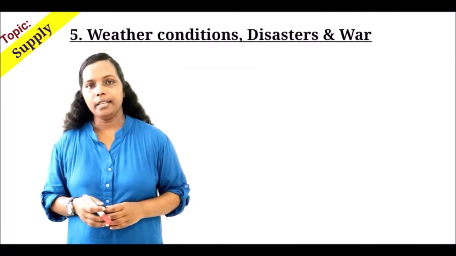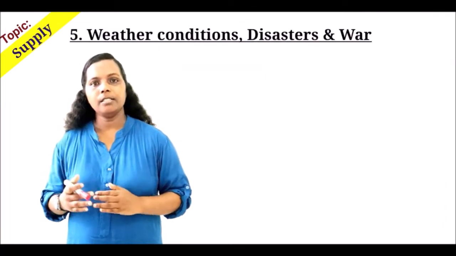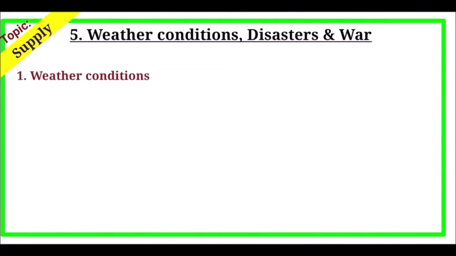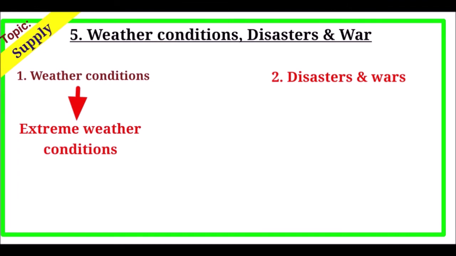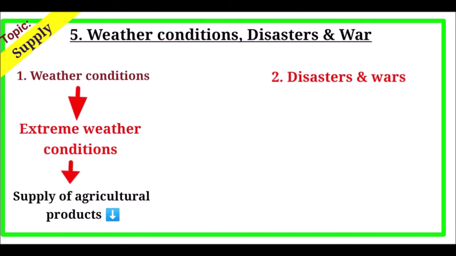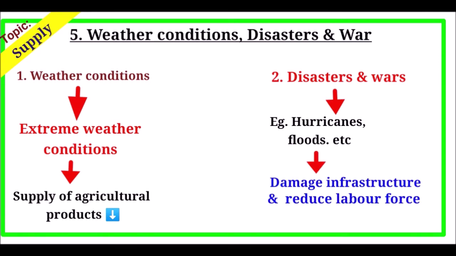The next point is weather and other disasters. Extreme weather conditions or any natural disasters such as floods, drought, as well as wars may disrupt the supply of goods and services. It reduces the availability of labor, especially for agricultural goods. As a result, the supply of these goods will decrease at any given price and causes the supply curve to shift to the left.